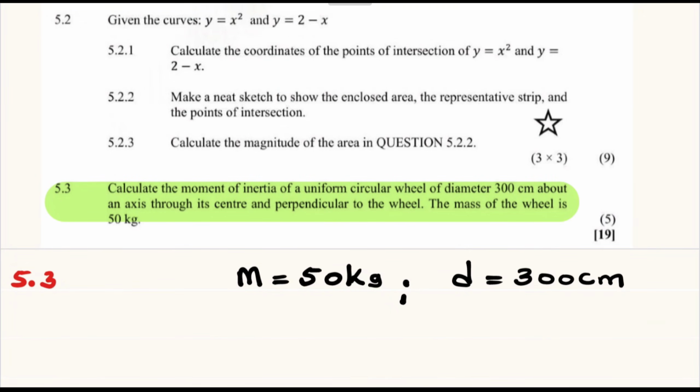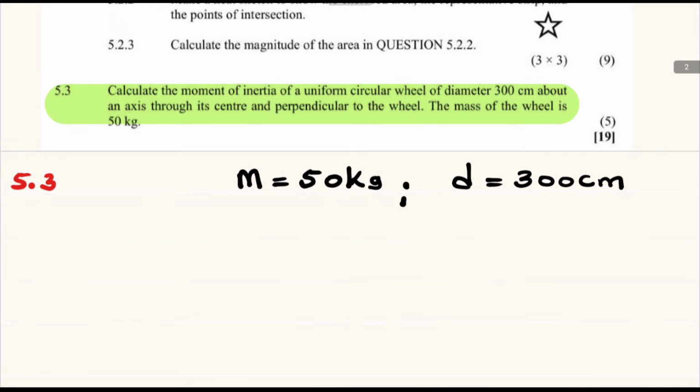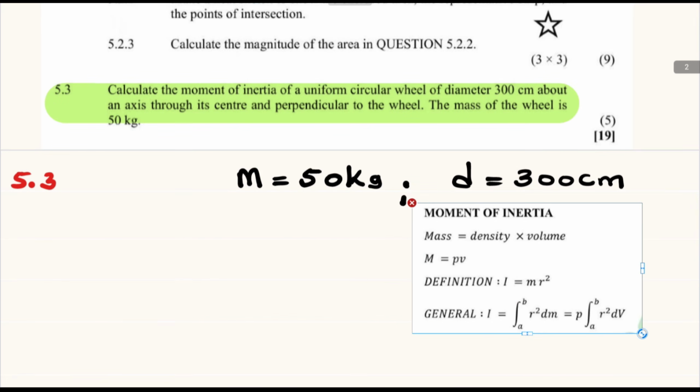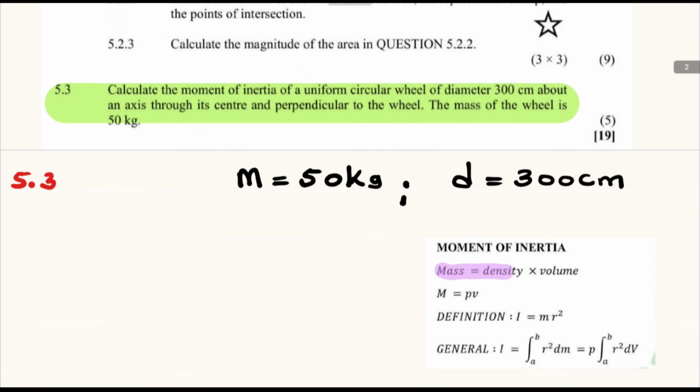Question 5.3, we calculated the moment of inertia of a uniform circular wheel of a diameter 300 centimeters about an axis through its center and perpendicular to the wheel. The mass of the wheel is equal to 500 kg. I meant 50 kg. So we use the following formulas from the formula sheet. So we are going to use that formula and that formula. So let's copy these formulas from the formula sheet.